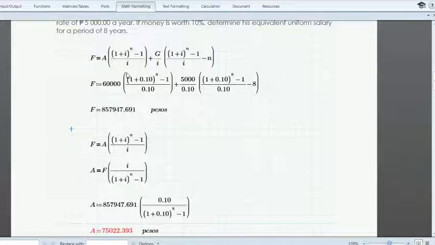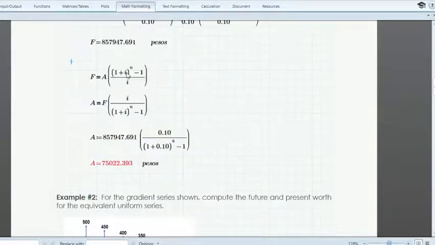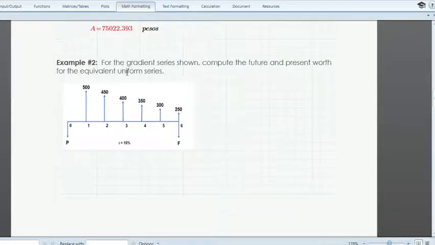So, we're done with example number 1. So, now let's move on to our second example. We have this problem. For the gradient series shown, compute the future and present worth for the equivalent uniform series.